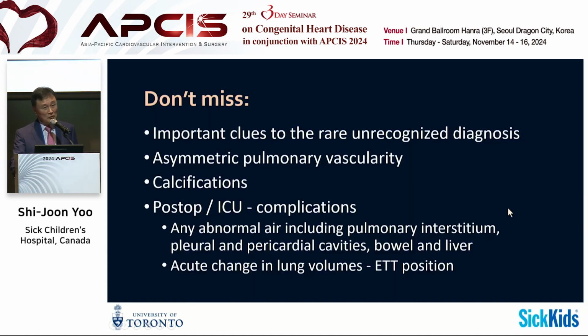Okay. So to list, I suggest you don't miss important clues to the rare unrecognized diagnosis: asymmetric pulmonary vascularity, very good in chest X-ray. And calcifications, any calcifications, post-op ICU complications, including any abnormal air, including pulmonary interstitium, pleura, pericardial cavities, and bowel and liver. And acute change in lung volumes, just check the ETT position.